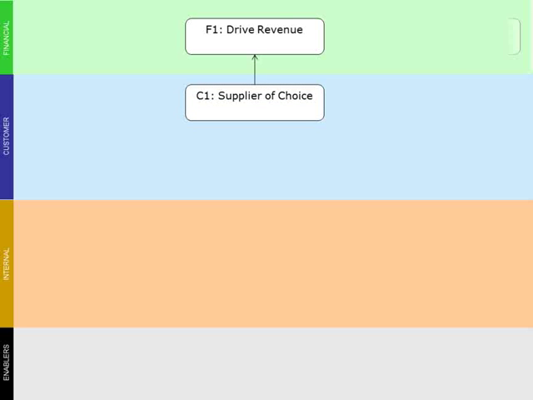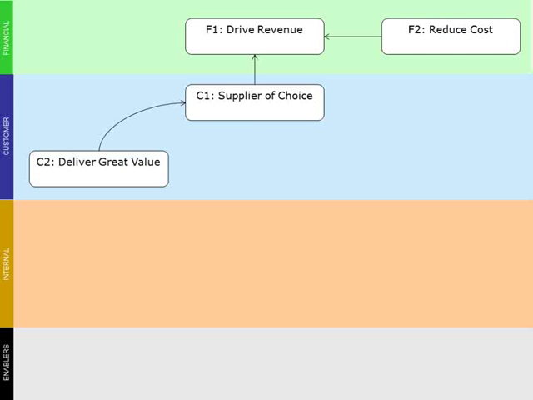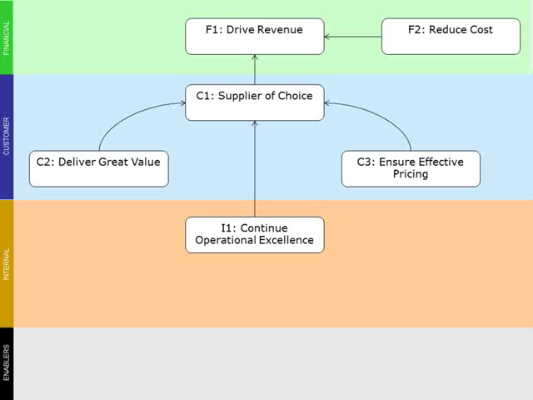For a typical organization, this is sort of a generic strategy map. Maybe our overall financial objective is to drive revenue. To do that, there's a couple of things we need to do: become a supplier of choice and help reduce our costs. To become a supplier of choice, there's three things we need to do: deliver great value to our customers, continually improve our operations, and finally ensure effective pricing. And if we continually improve our operations, that will also support our ability to create better value and our ability to ensure effective pricing. Continually improving our operations will also support reducing cost, of course.